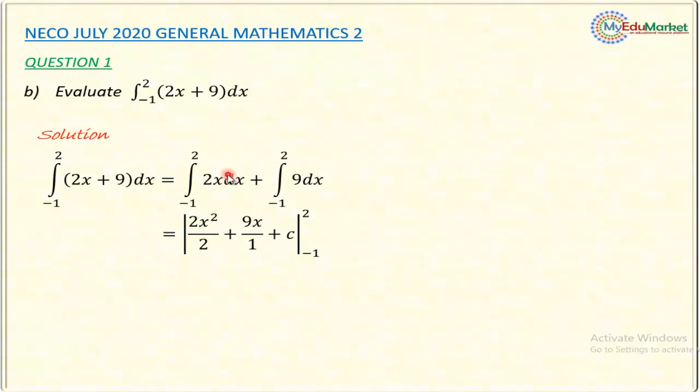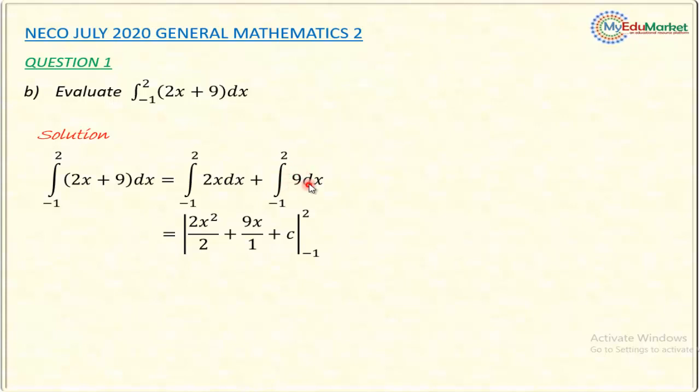During integration, the power of x increases by 1, and after increasing that power, you divide by it. So the power of x here is 1, so it increases by 1 and becomes 2. Then I'll divide by that power after increasing it. So I have 2x squared all over 2, plus the integral of 9.